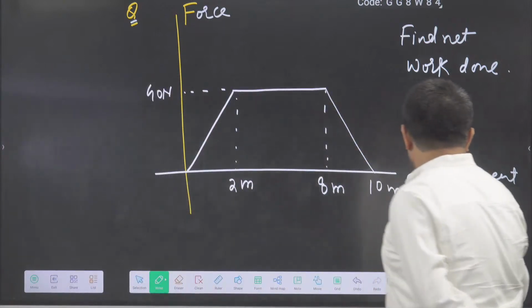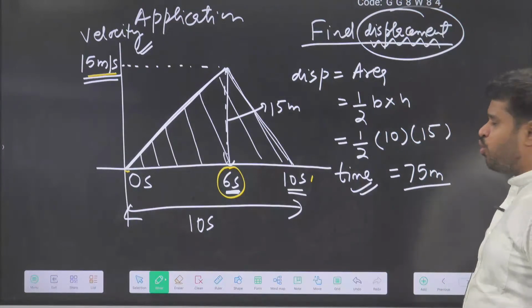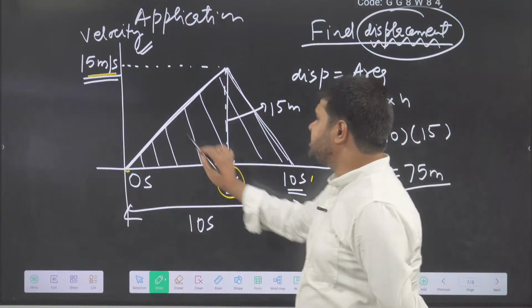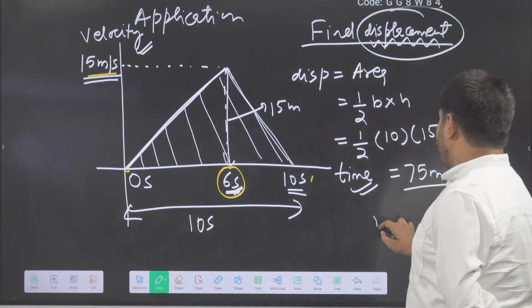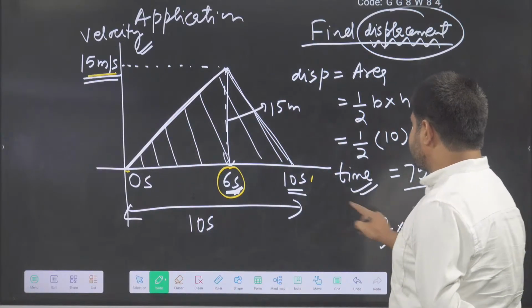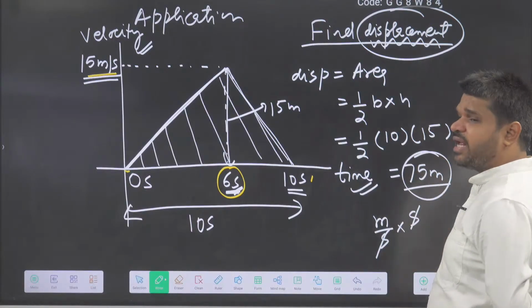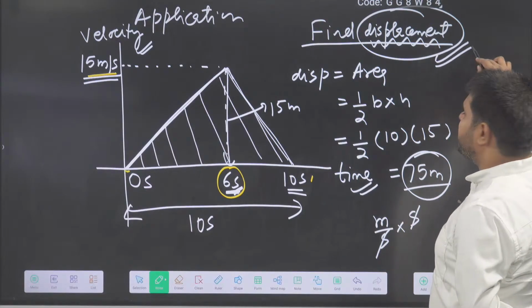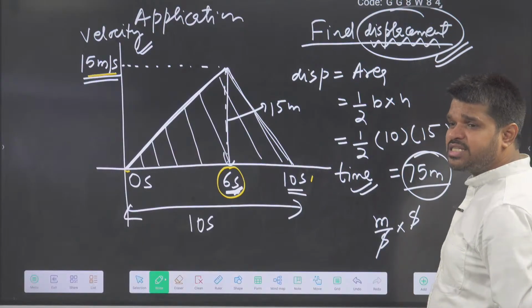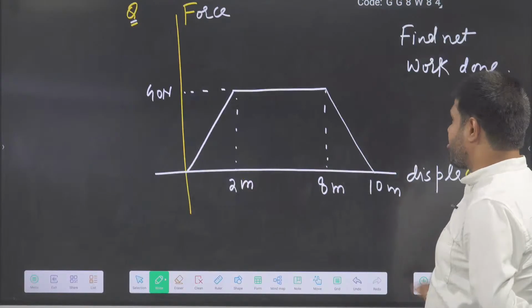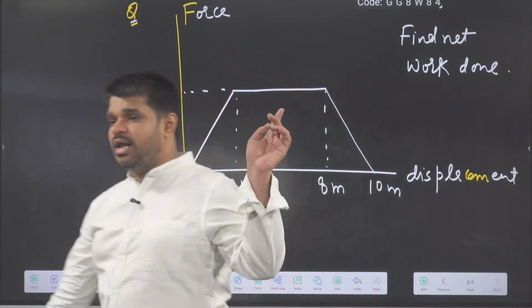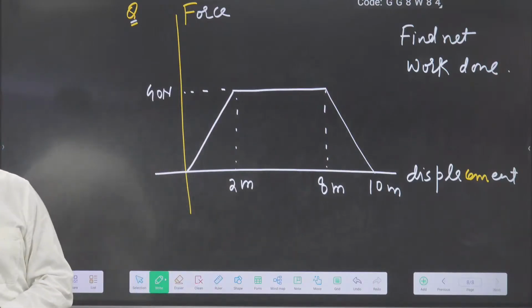Earlier, this was 75 meter. How? When you multiply second with meter per second, the second gets cancelled. The answer will be meter, the unit of displacement. Displacement is a length, so the answer will be in meter. Do it. Let's see how many of you can find it.